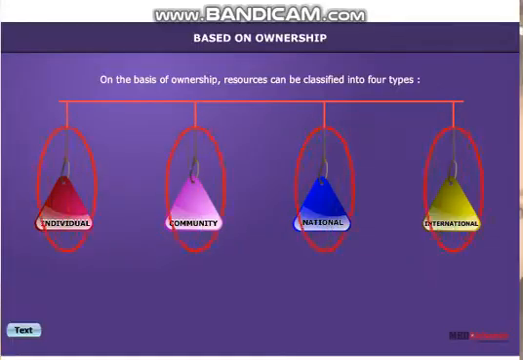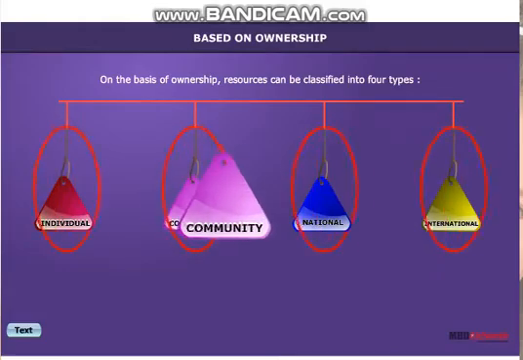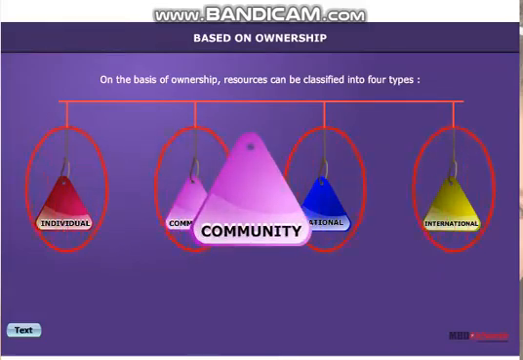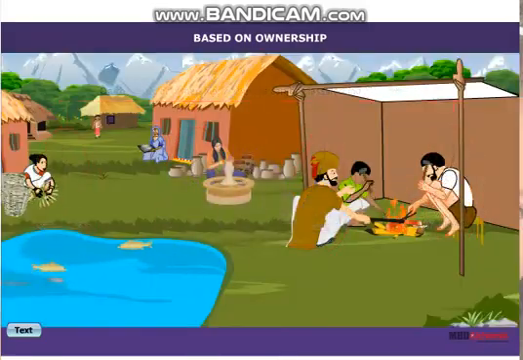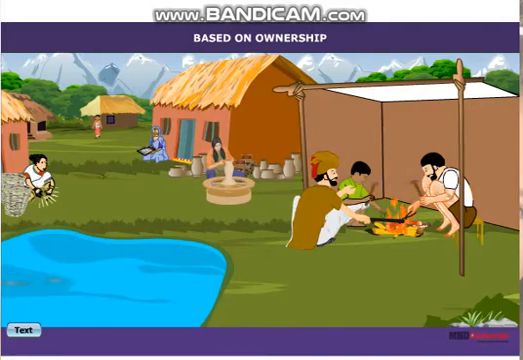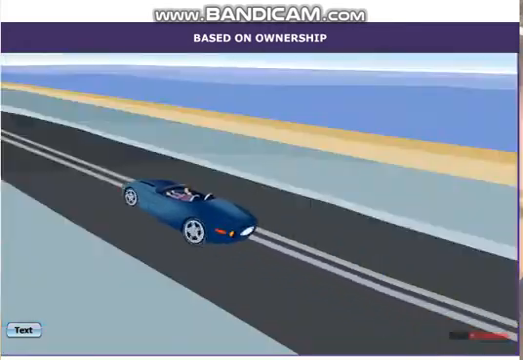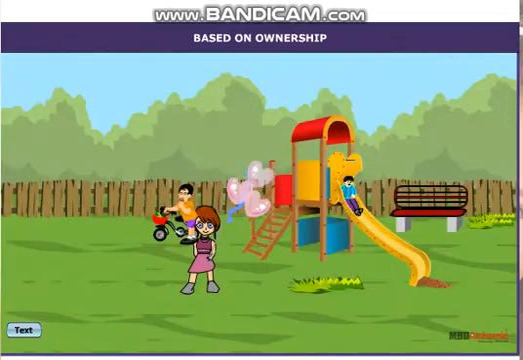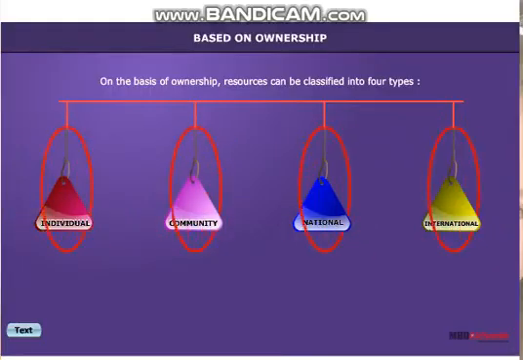Based on ownership. Community-owned resources. Adivasis do not consider private ownership of land, forests, and water bodies. They consider these resources as owned by the community. These type of resources are public land, parks, wealth, playgrounds in panchayat ghars, in urban and rural areas.